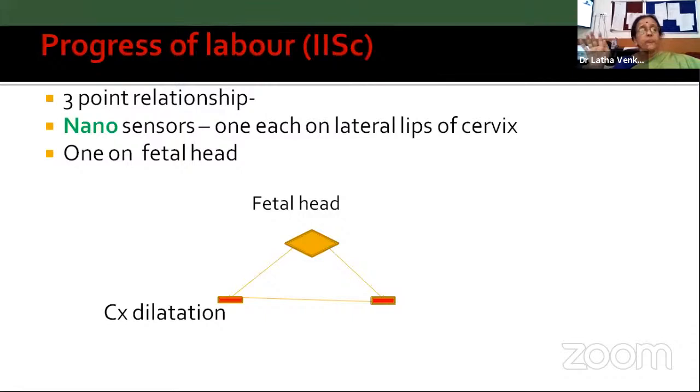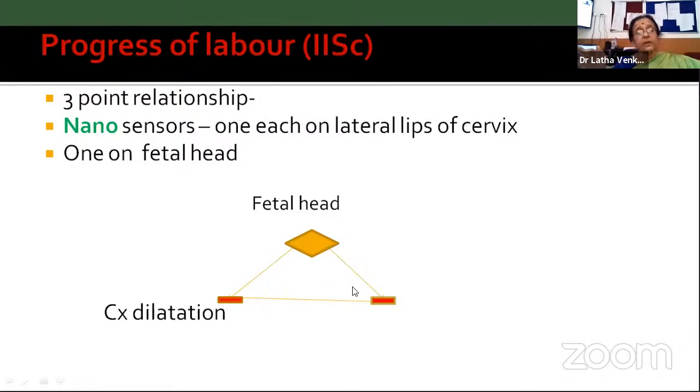Well, more than this, to reduce the inconvenience for women and also interventions during labor, I was thinking about placing nano sensors. Some basic research is being done by us with the IAAC people. Nano sensors, one on each lateral lip of the cervix and one on the fetal head. After all, labor is a 3-point relationship which you keep on assessing with vaginal examinations and even by abdominal examination to a limited extent. So if we can measure this and have it represented on a computer without touching the lady, without doing repeated vaginal examinations, it goes a long way.